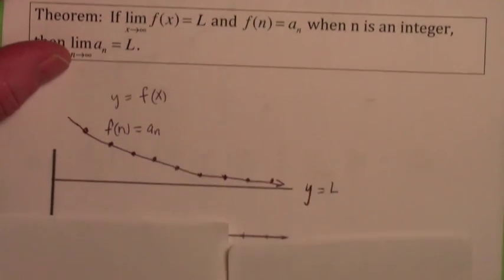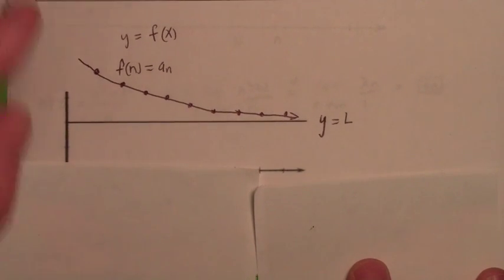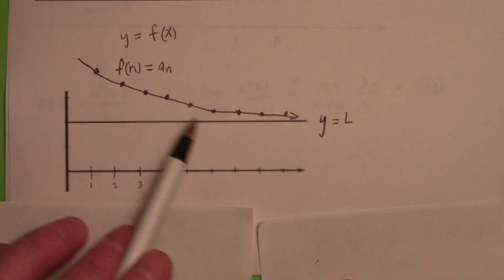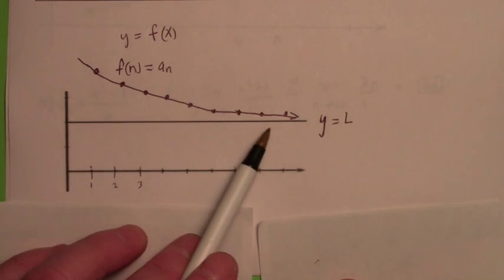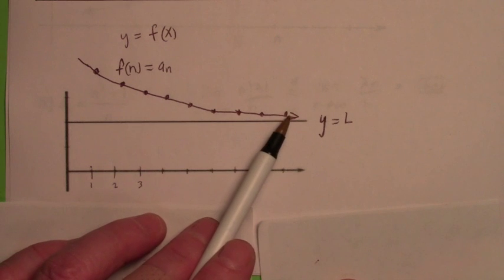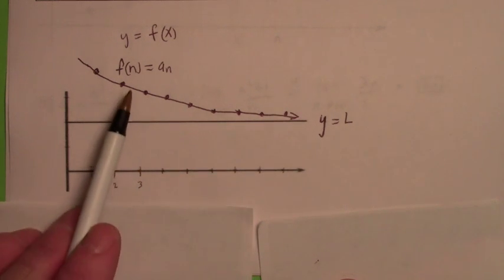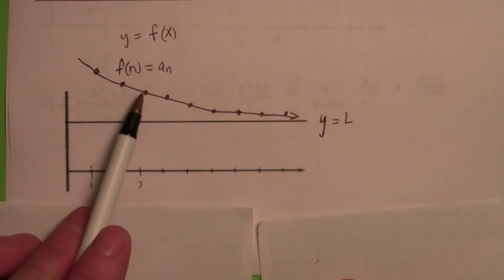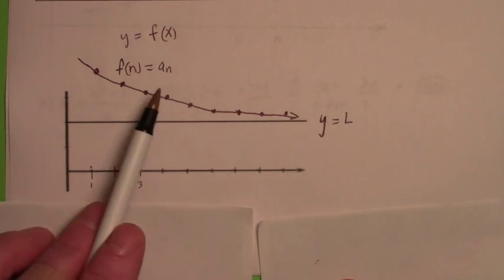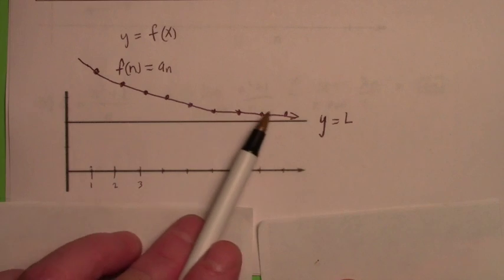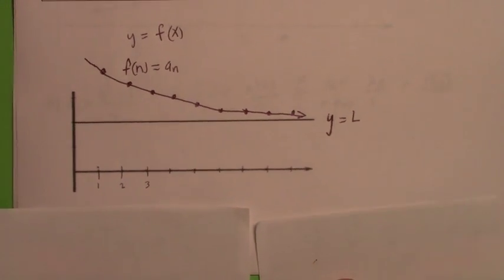Here's the idea. If you have a function whose limit equals L, then all the f of x's can get arbitrarily close to L. But the a sub n's, the terms of the sequence, are specific points on the graph of f of x. So since the whole graph is getting within any epsilon of L, so are the a sub n's.